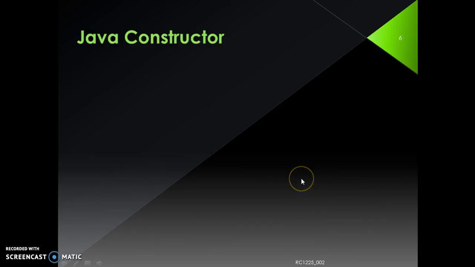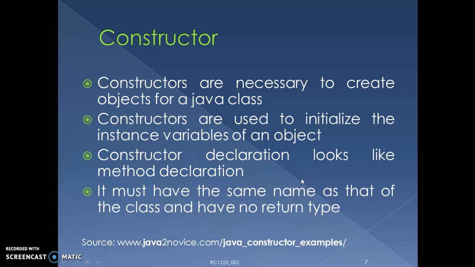What exactly is a Java constructor? Constructors are necessary to create objects for a Java class. The constructor is nothing but a pre-initialized object. Previously we saw you need to instantiate an object and pass some values. But whenever you make use of a constructor, you are passing some predefined parameters for that. Constructors are used to initialize the instance variables of an object.